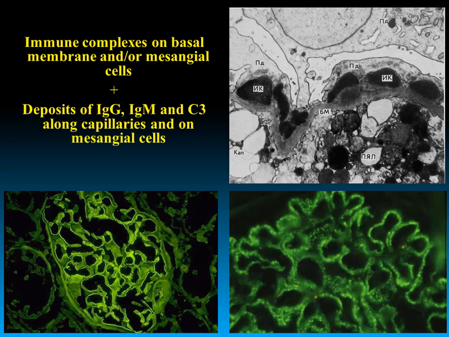Here is the slide in which we can detect components of immune deposits in the basal membrane, and also with the immunofluorescent method, the presence of immunoglobulins class G, class M, and the C3 component of the complement system can be found.